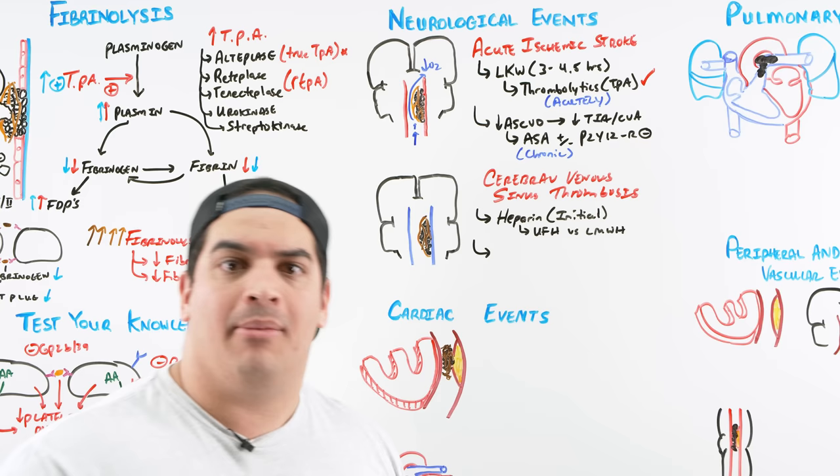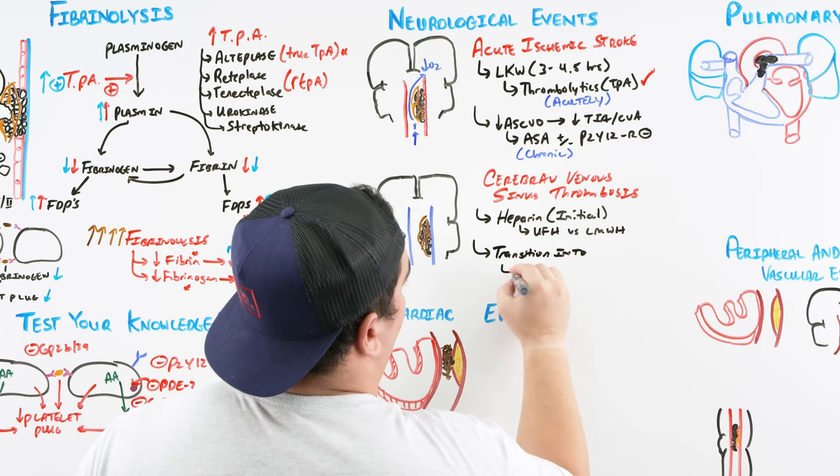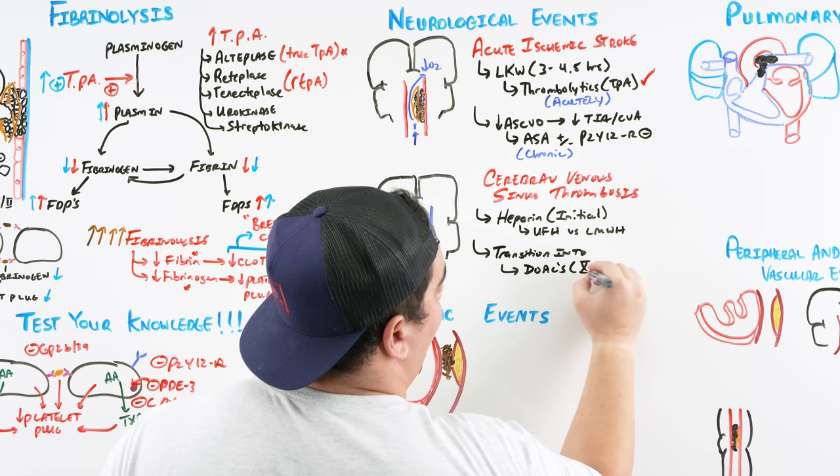And so from there, it's a transition. After you do a heparin initially, then you transition into the following. You could do a 10A inhibitor. We usually just call these DOACs. This is going to be your 10A inhibitors, and this also could be your thrombin inhibitors.